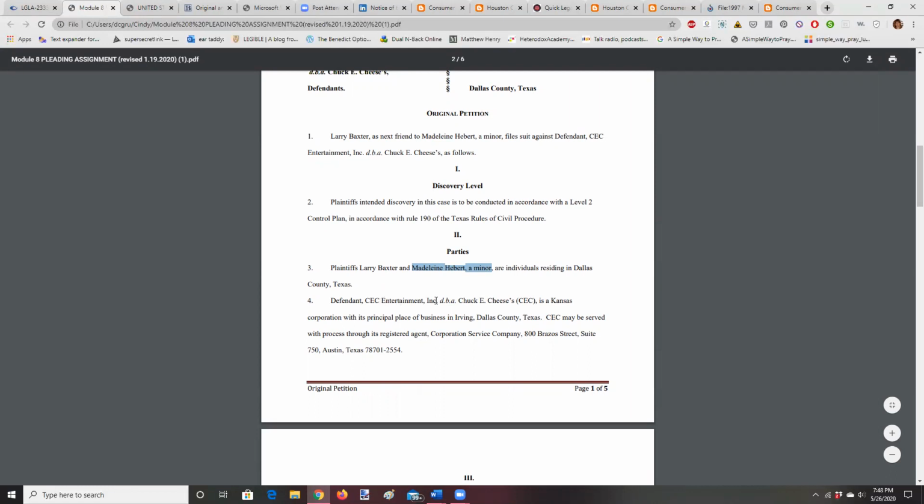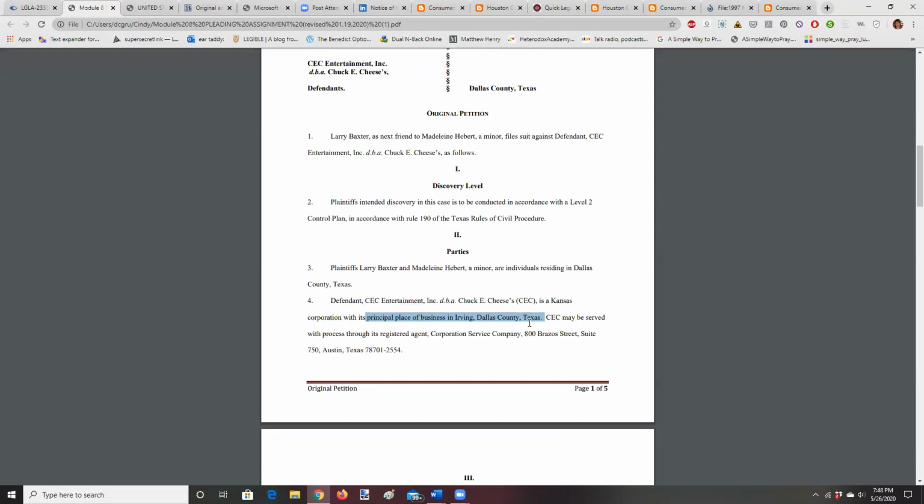Is CEC Entertainment Inc. doing business as Chuck E. Cheese's? Yeah, you'd have to admit to that. That seems to be probably true. Is it a corporation incorporated in Kansas? I'm guessing they got that fact right. And is its principal place of business in Irving, Dallas County, Texas? They probably got that right too. If they didn't get it right, then obviously you're going to deny it. But this is the type of stuff they highly likely got right.